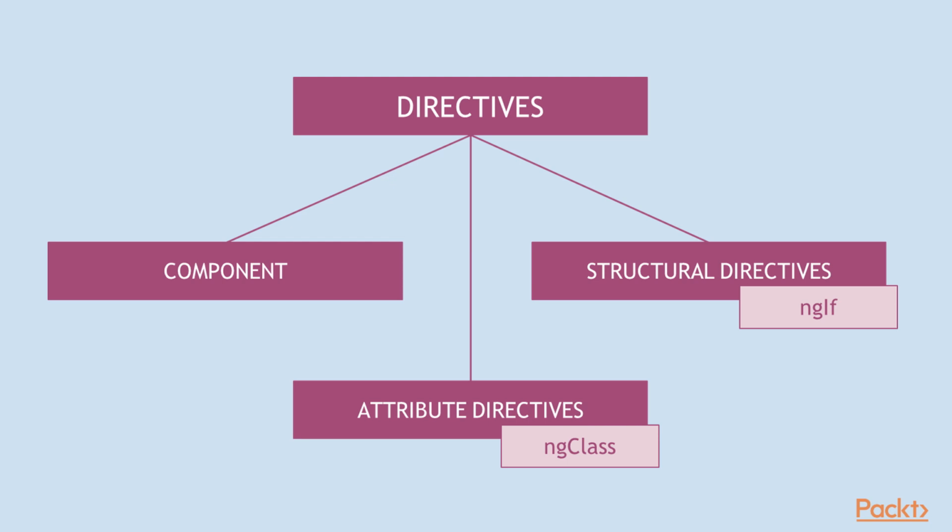Directives are basically instructions which tell Angular to do something, and it depends on the directive that we would like to use. For example, we can create a directive which will change the text or set a background color on an element. And we have three types of directives.